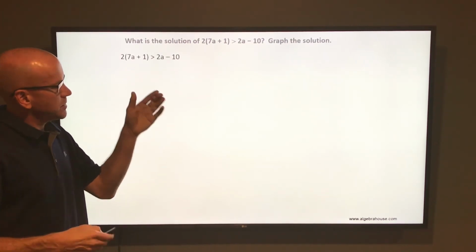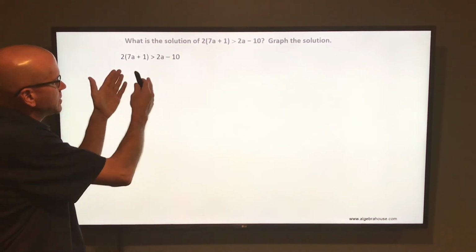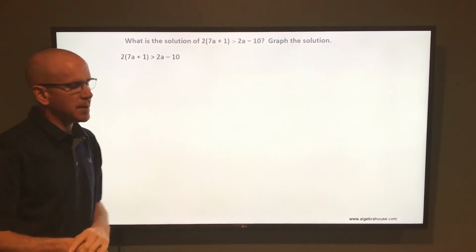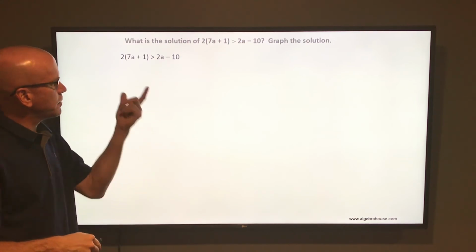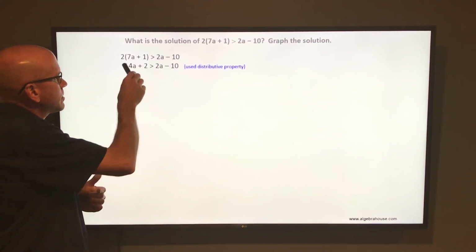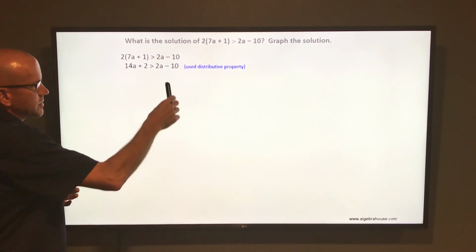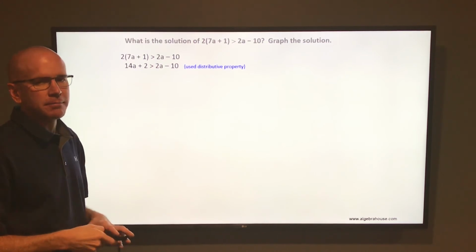Again, parentheses. You could divide each side by 2 here. Most people aren't going to do that, but you could. The right side would be a minus 5. But most people see parentheses and think use the distributive property, so that's what we'll do here. Distributive property with the 2 makes that 14a plus 2, and the right stays the same. It's greater than 2a minus 10.